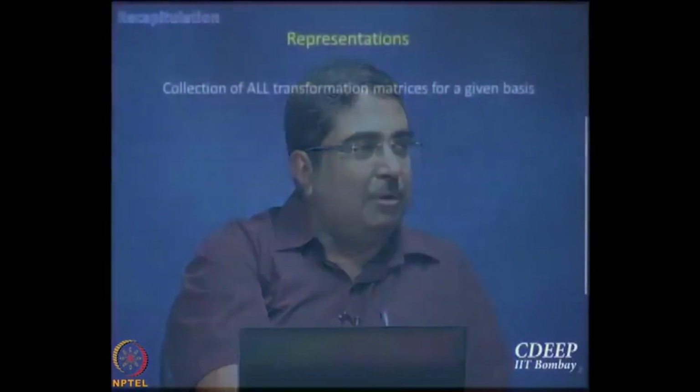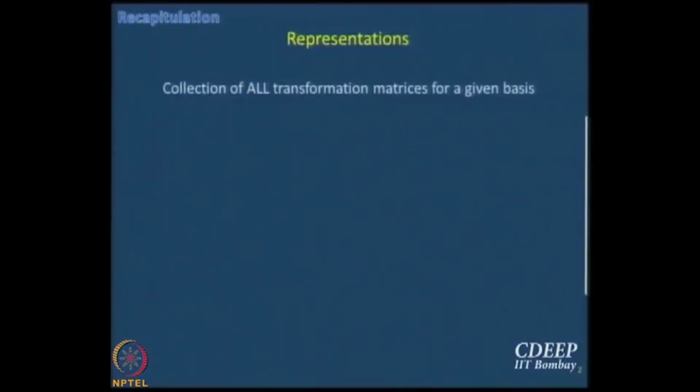So, this is what we have been talking about for the last couple of days. We have been talking about representations, and as we know by now, a representation is a collection of all the transformation matrices for a given basis. When I say all transformation matrices, what do I mean? I mean transformation matrices for all the symmetry operations that are there in the point group that we are talking about, right. And of course, a representation is going to depend upon the basis. I think Rahul asked that question in the last class. So, what basis you choose governs what kind of a representation you get, right.